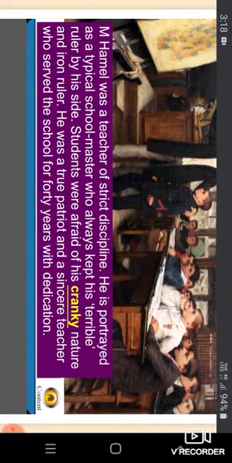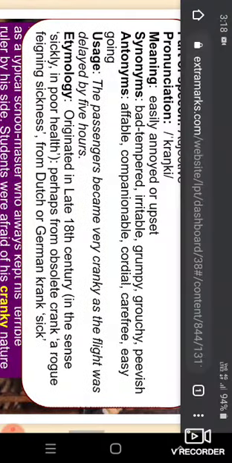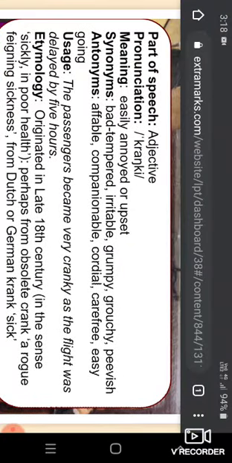Okay, students, the meaning of cranky is? Cranky means easily annoyed or upset. You can say, in other words, bad-tempered, irritable, grumpy, grouchy, peevish.